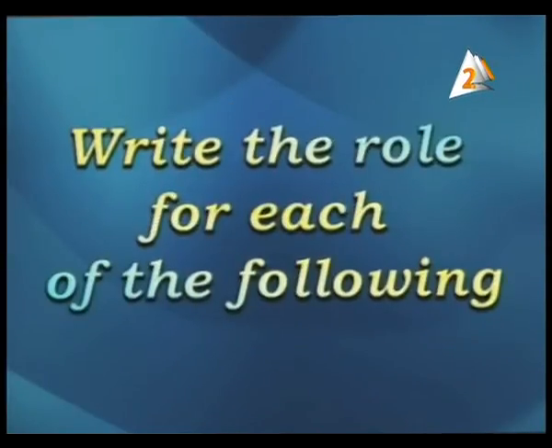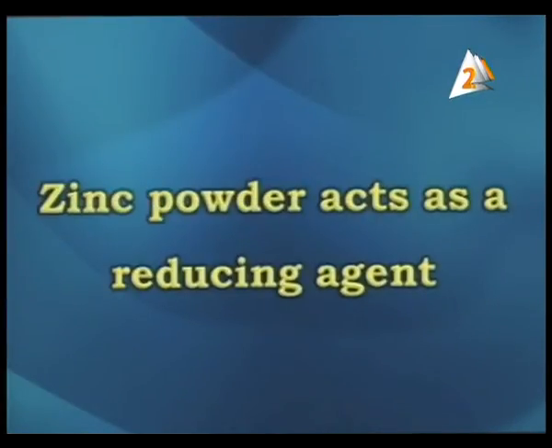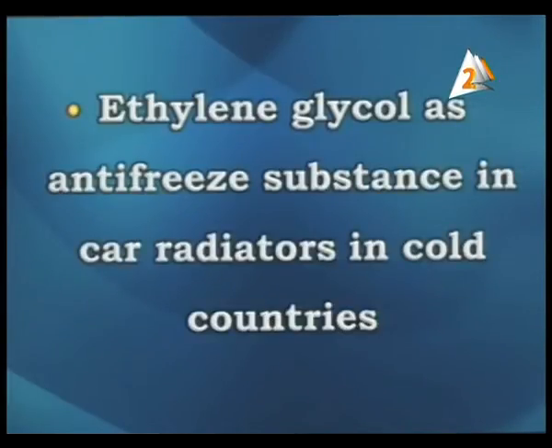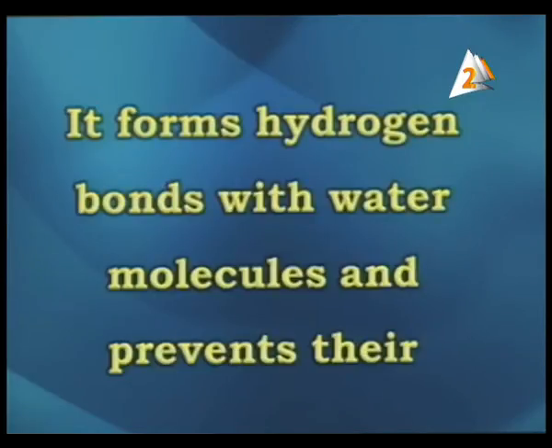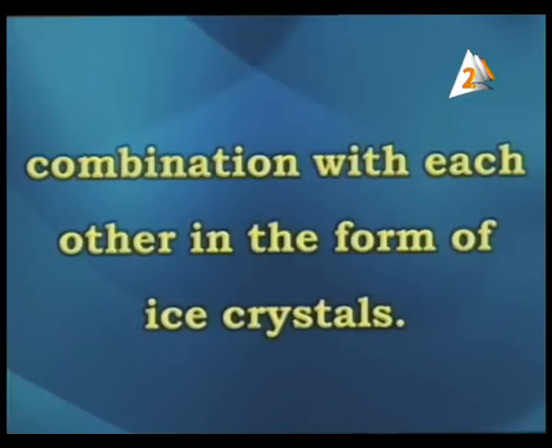Next type of question, my dear student. Write the role of each of the following. Hot zinc powder in converting phenol into benzene. Yes, the answer will be: zinc powder acts as a reducing agent. Ethylene glycol as antifreeze substance in car radiator in cold countries. Yes, the answer will be: it forms hydrogen bonds with water molecules and prevents their combination with each other in the form of ice crystals.